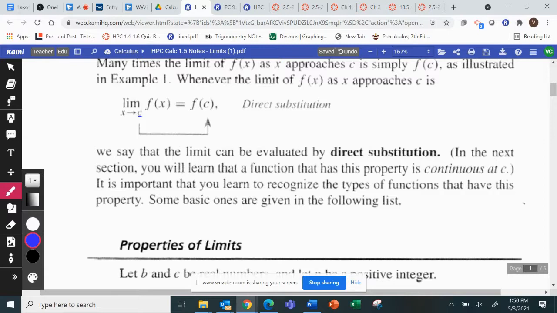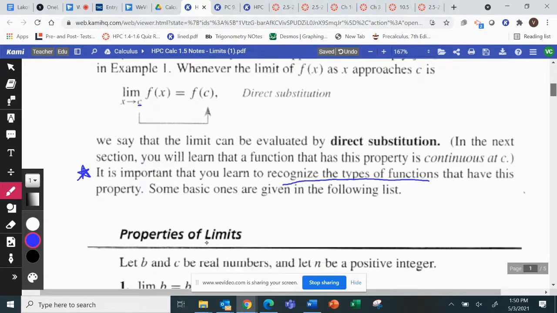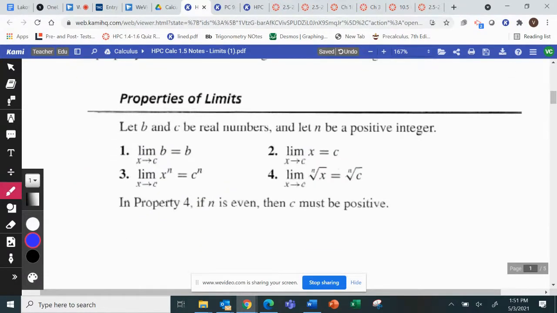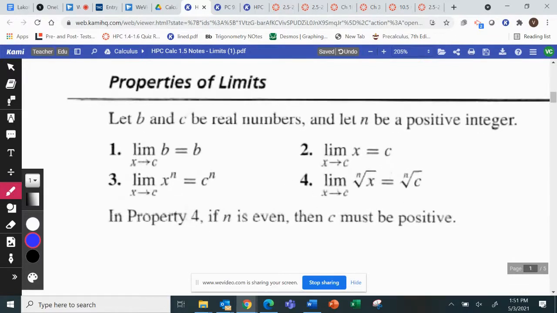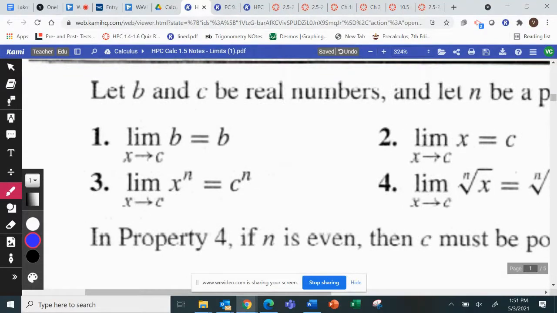So this says it's important to learn to recognize different types of functions that have this property. And so some basic ones are given right here. These are pretty basic ones that you should be able to recognize. If I'm doing the limit as x approaches some number c, and then my equation is b, there's like no x to plug that in. So the limit is going to just be b.